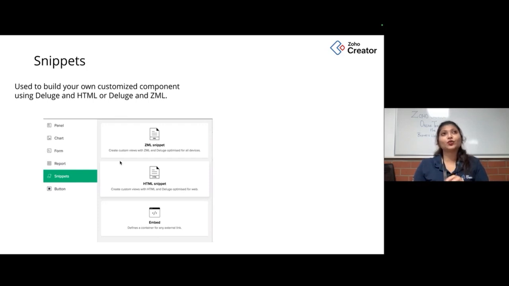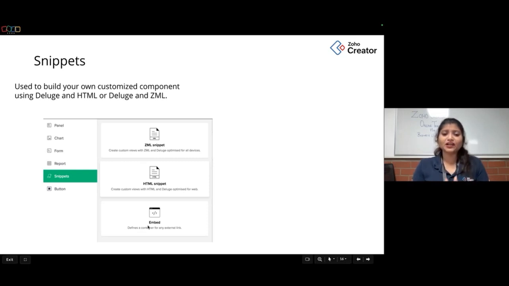So let's say that you do not want any pre-built elements. You want to do any customization within your dashboard. In that case, you can use the ZML. ZML is Zoho's markup language. With the help of ZML and Deluge, you can use the ZML for the designing, and for the logic purpose, you can use the Deluge. The same goes for the HTML as well. For the design purpose, you can use the HTML code, and for the logic, you can use the Deluge script.